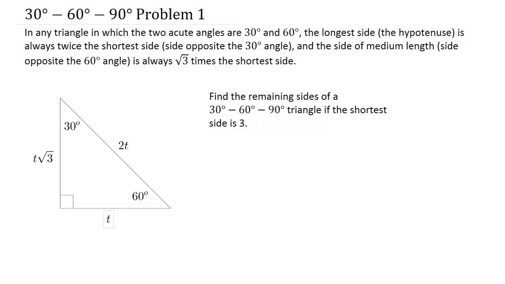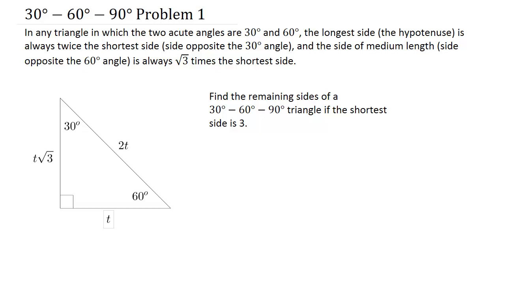Alright, in this video we're going to look at finding the lengths of the sides of a 30, 60, 90 triangle. So in this triangle here we have an angle that's 30 degrees, 60 degrees, and then here's the 90 degree angle.